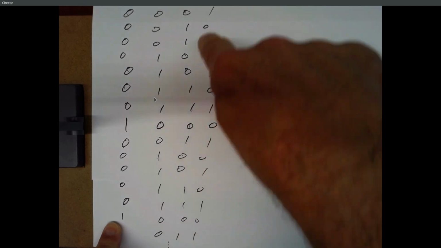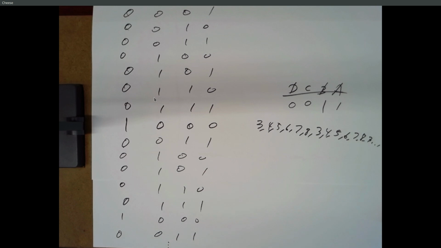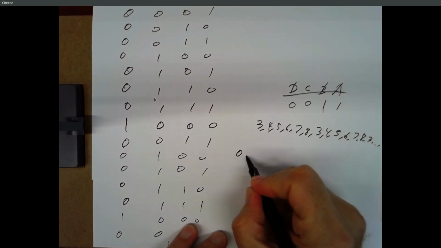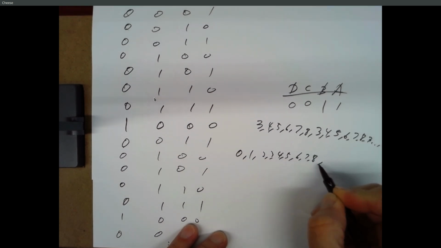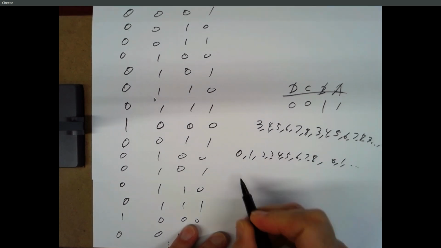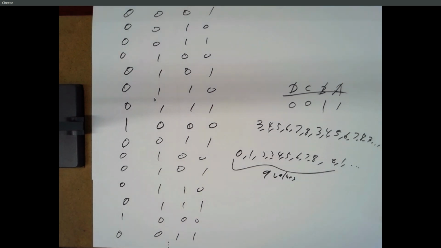If it resets to 3, then we get 3, 4, 5, 6, 7, 8. We get 6 unique values. What value should it reset to so that we get 9 unique values? 0. Set it back to 0. 0, 1, 2, 3, 4, 5, 6, 7, 8, and then go back to 0. That's going to be a mod 9 counter.